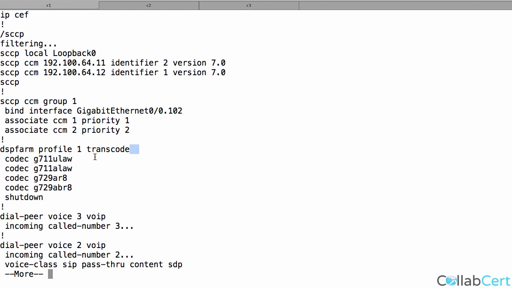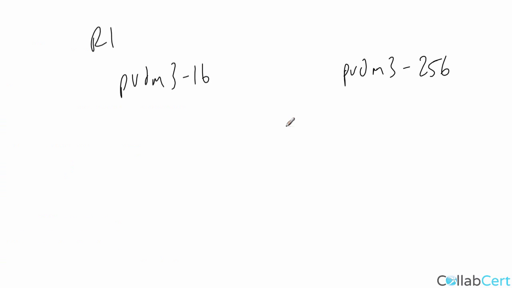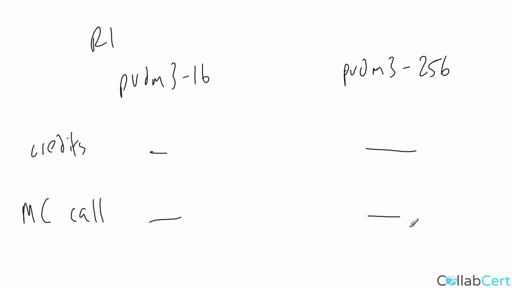Alright, so back to my quiz then. How many sessions are supported here? Let's work it out. Okay, we're talking about medium complexity. So I need to find out how many credits in total there are. Okay, let's start off with the PVDM3 16 and come to the 256 in just a few moments. How many credits are consumed by a medium complexity call? MC being medium complexity. How many credits are consumed by each call? And then it will be simply this number divided by that number.